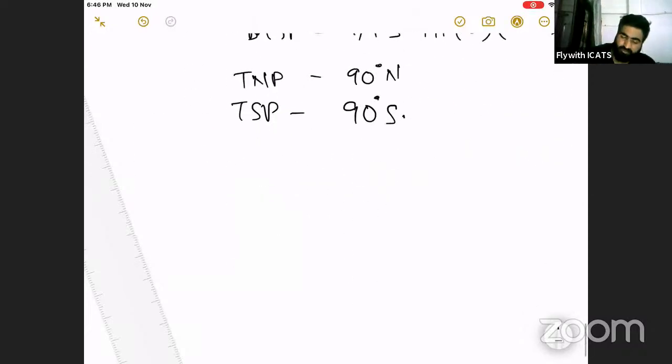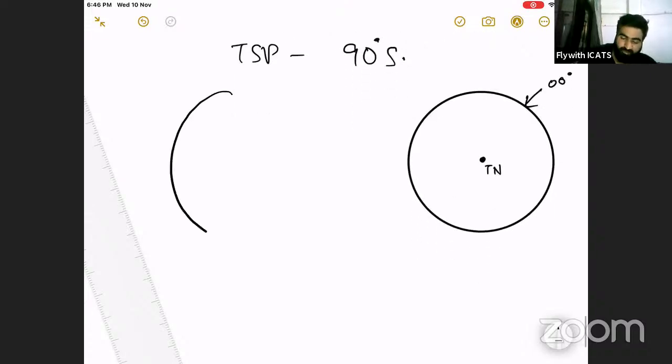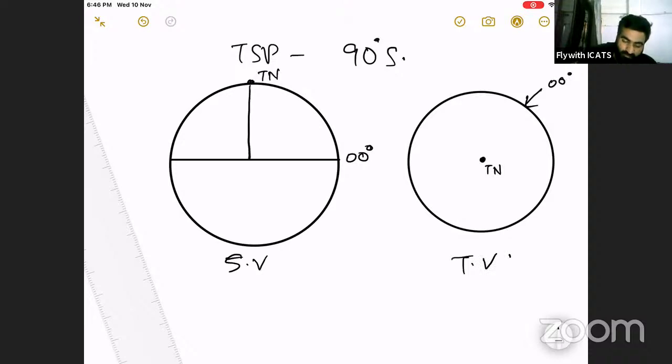When you look at the Earth from top, if this is the true north, this is 90 degrees, this circle is 0 degrees. The same thing when you look from side view, this is your true north, 90 degrees, and this is your equator, 0 degrees, like this. This is side view, this is top view. You make an angle with respect to the equator to determine these degrees. This angle here made is 90 degrees.